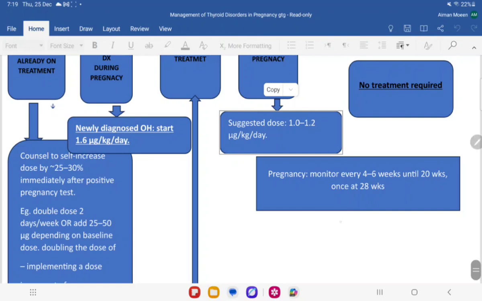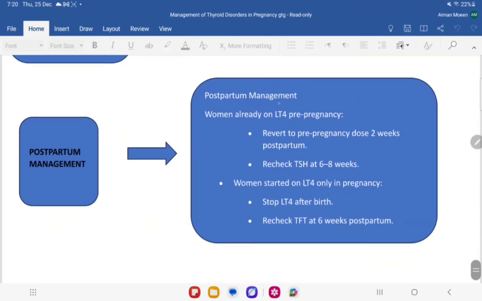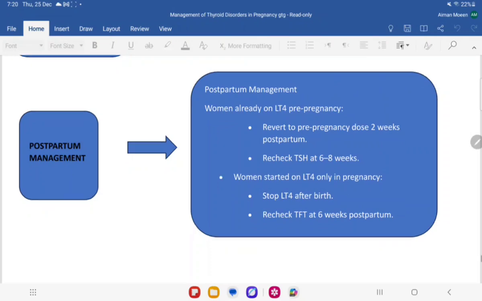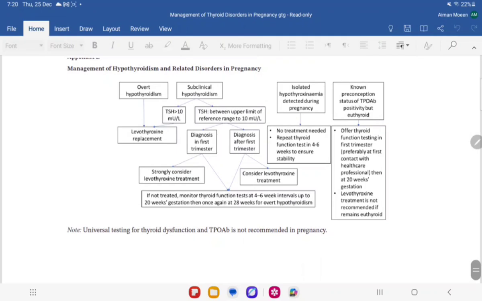How will you monitor the thyroid in pregnancy? Every 4 to 6 weeks until 20 weeks, and then once at 28 weeks. Now postpartum management is really important. Those who are already on levothyroxine revert to the pre-pregnancy doses within 2 weeks and recheck TSH at 6 to 8 weeks. But those who started during the pregnancy, you need to stop, but you need to check the TFTs again. Now this is the same from the Green-top guideline.